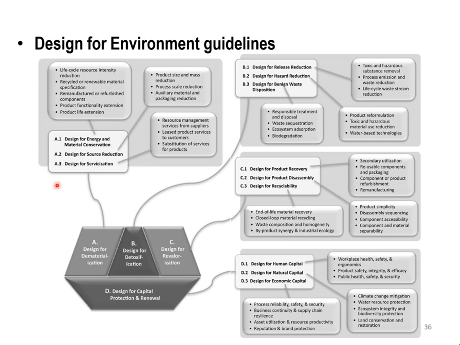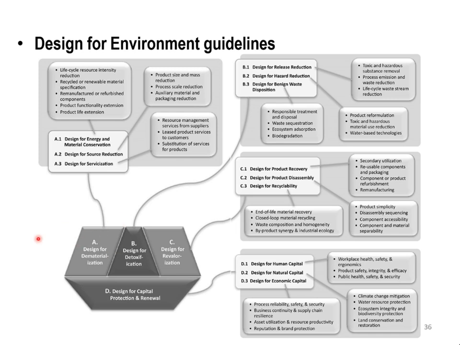Now, the design for the environment guidelines are going to be mainly linked to four main parts. The first one is design for dematerialization. The second part is going to be design for the detoxification, and the third part is going to be design for revalorization, which is going to be about the redevelopment. And we go for the last part, which is going to be design for the capital protection and renewal.